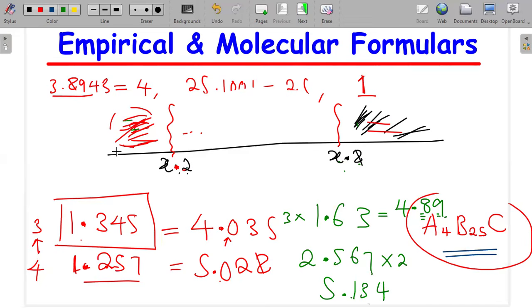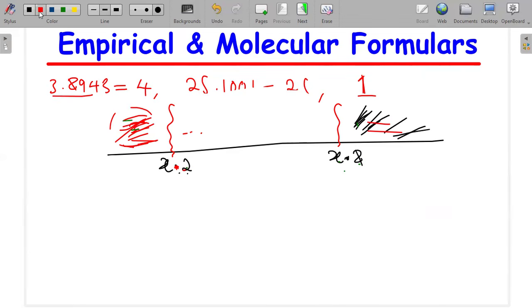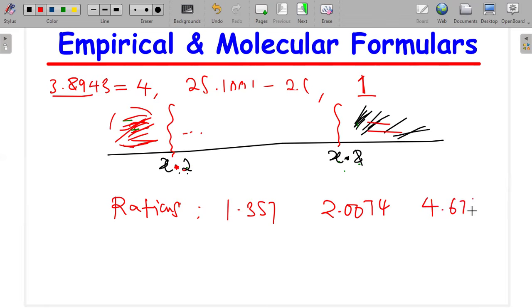Okay, follow these rules that I'm talking about here. For example, now, I want to give an actual example. If, after you find your empirical formula, after you go through all those steps, the ratios now are something like this. Let's say the first one is 1.357, and then the other one is 2.0074, and then the other one is maybe 4.671. So if you get such ratios, you don't round off like this here, okay?